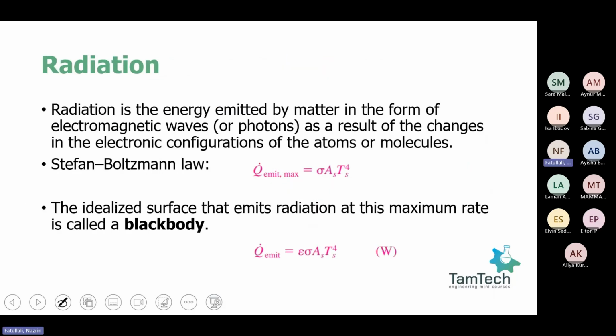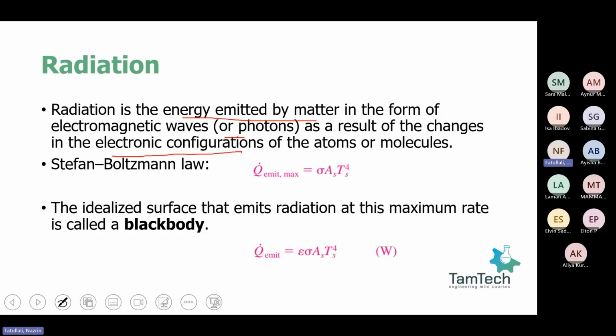Okay, coming to radiation. Radiation is energy emitted by matter in the form of electromagnetic waves or photons due to a change in the electronic configuration of atoms and molecules. It travels through a vacuum perfectly well. That's how the sun's energy reaches us. This is one example from our daily life.